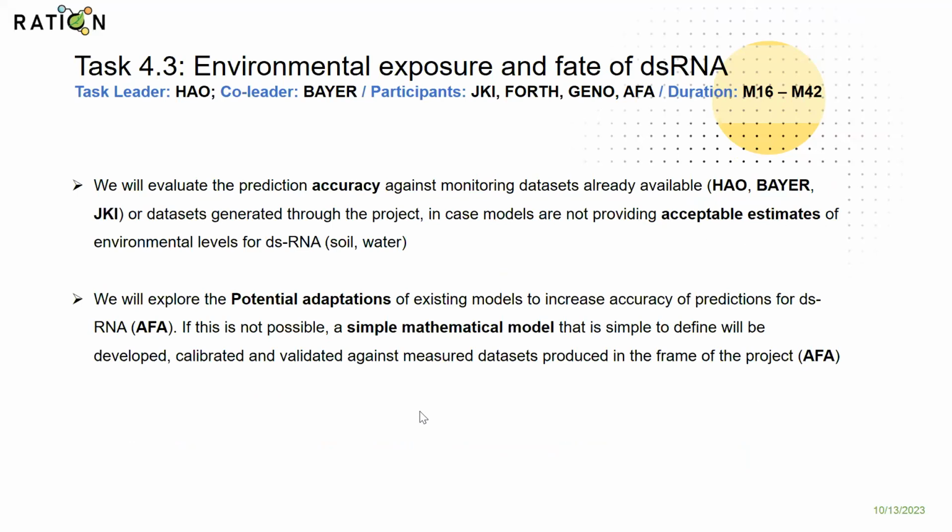And also we will evaluate the prediction accuracy against monitoring datasets already available or datasets generated through the project, in case models are not providing an acceptable estimate of environmental levels for double-strand RNA. We will also explore potential adaptations of existing models to increase the accuracy of predictions for double-strand RNA. If this is not possible, a simple mathematical model will be developed, calibrated, and validated against measured datasets produced in the frame of the project.